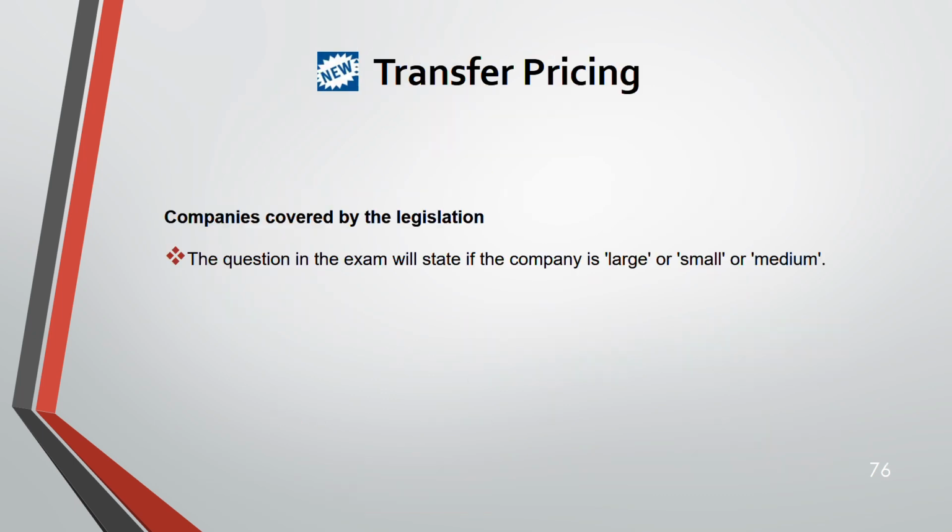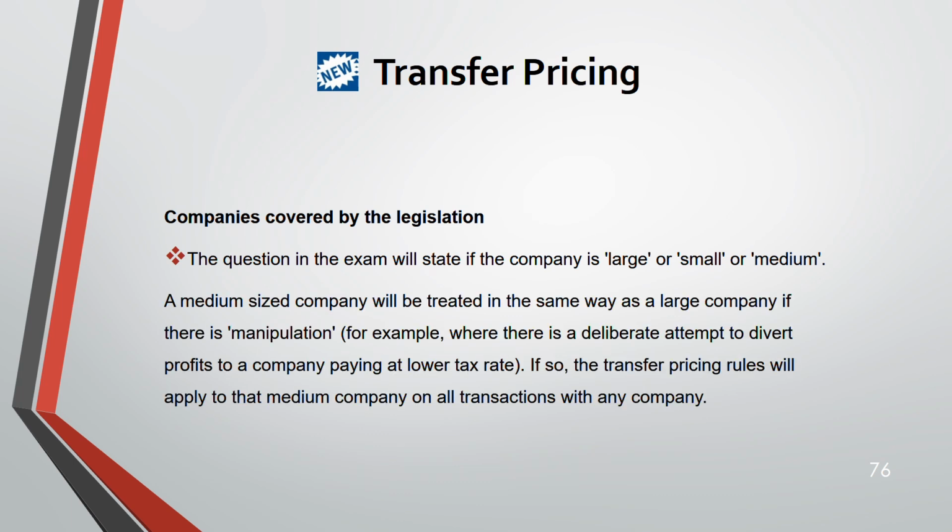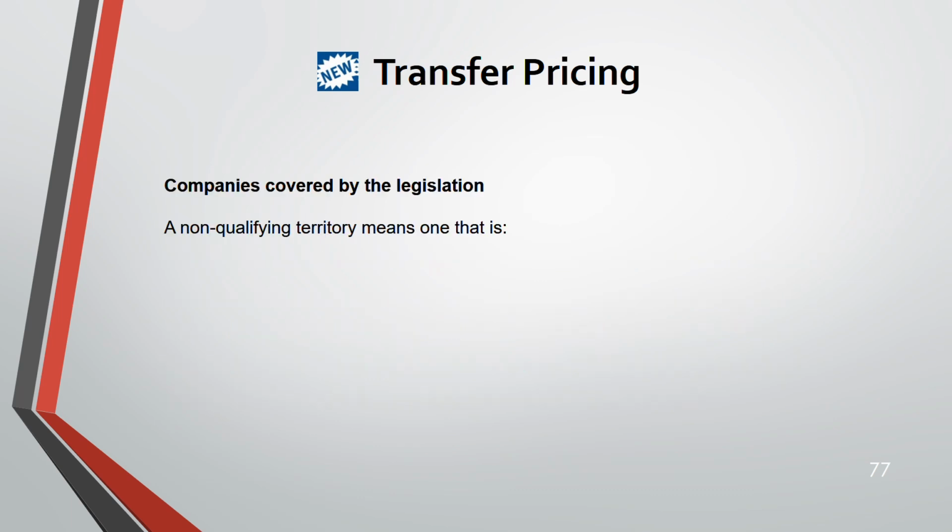So the question will state companies large or medium or small. A medium-sized company will be treated in the same way as a large company if there is manipulation, for example where there is a deliberate attempt to divert profit to a company paying a lower tax. Often what happens is big or medium companies divert their profit to a company where the tax rate is low. If so, transfer pricing rules will then apply to that medium company on all its transactions with any company.